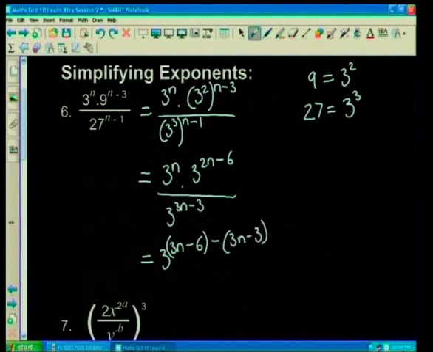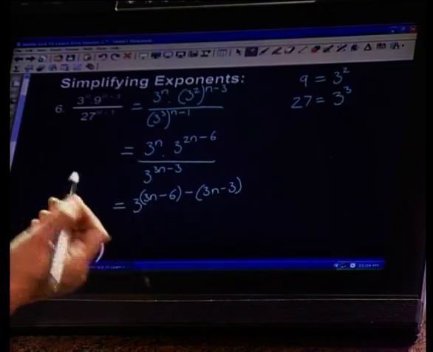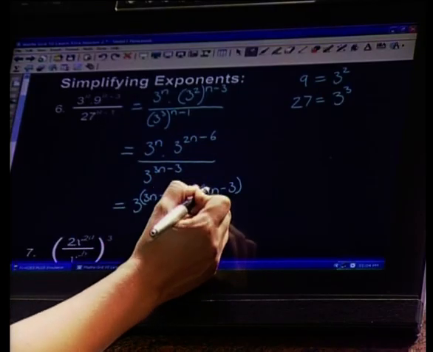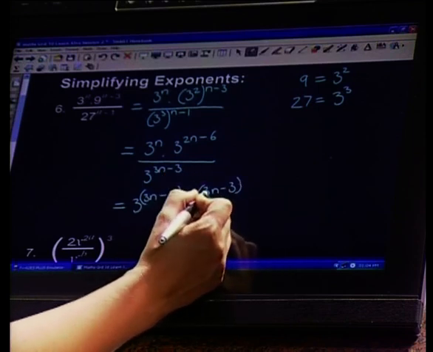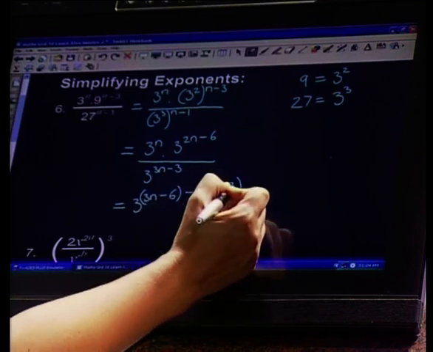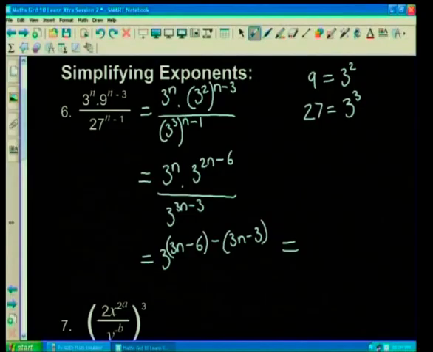I've put the brackets in this time because it is good practice, number one. And number two, when you multiply out the negative, you will remember to multiply the 3n by the negative and the negative 3. This will give us 3 to the power of 3n minus 6 minus 3n plus 3. Can you see how that makes a big difference? To multiply the negative by the negative, you're going to get plus 3. 3n minus 3n gives us nothing. So now we have minus 6 plus 3, which is negative 3.